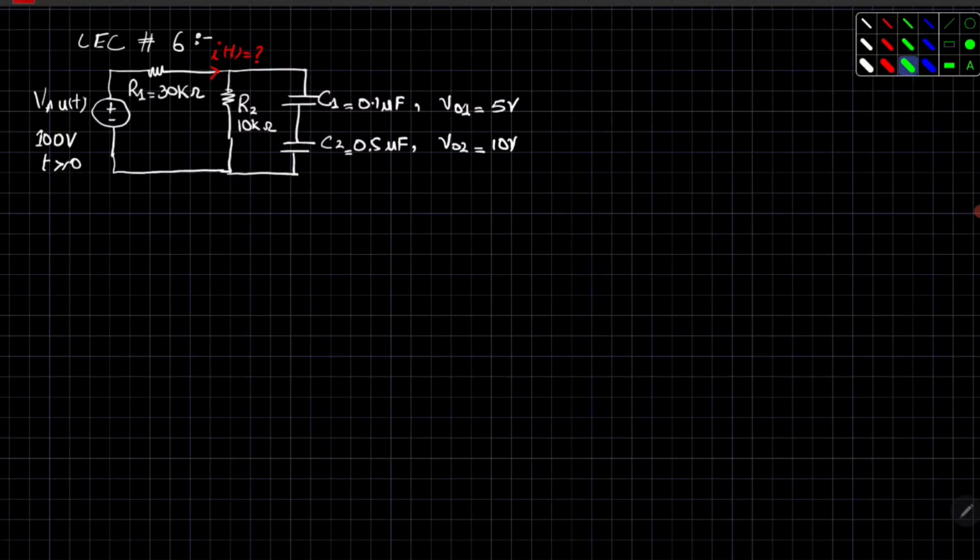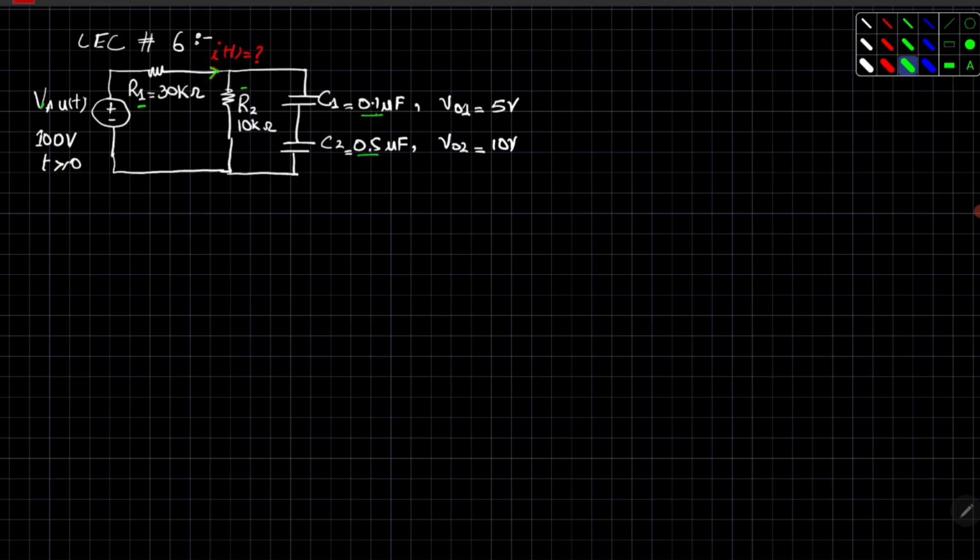Here we have an example, a very interesting one. We have two resistors R1 and R2, and two capacitors of 0.1 microfarad and 0.5 microfarad, such that the initial voltage V01 is 5 volts and V02 is equal to 10 volts. The input voltage source is 100 volts for time t greater than or equal to 0. Now here we have IT, and this is what we want to calculate.